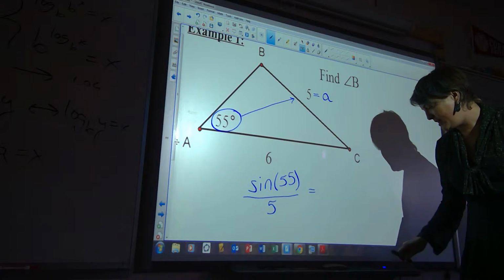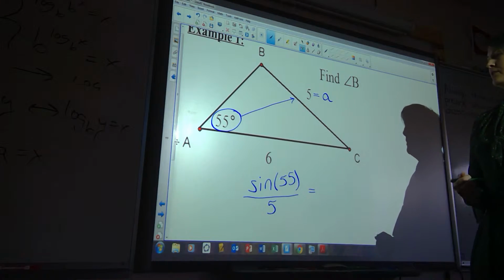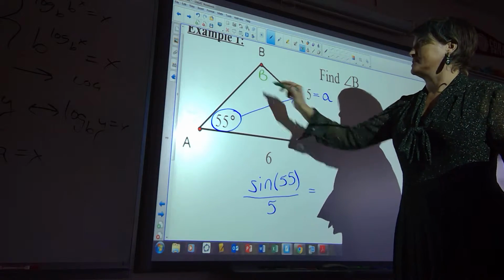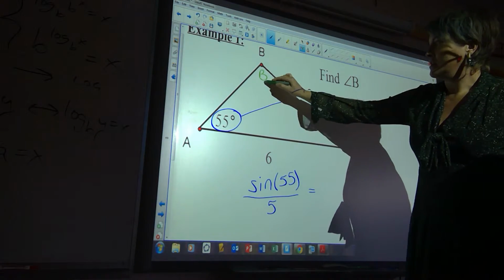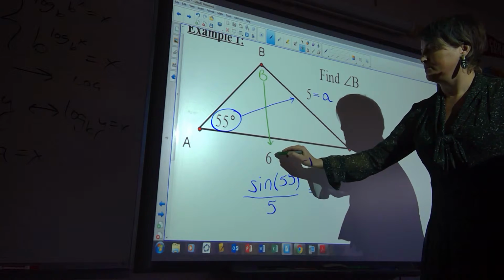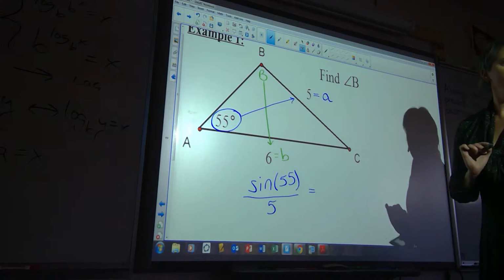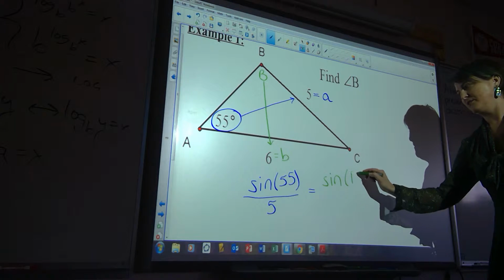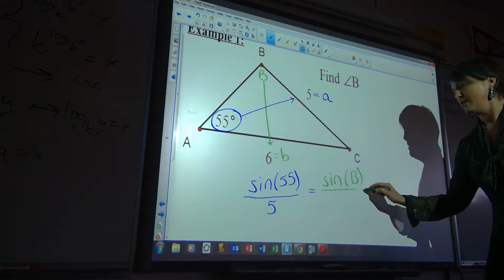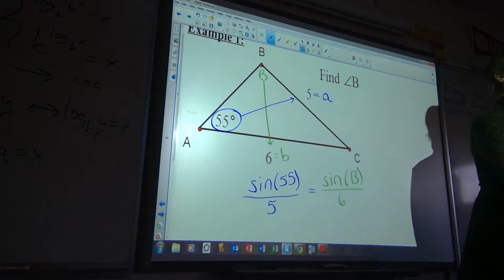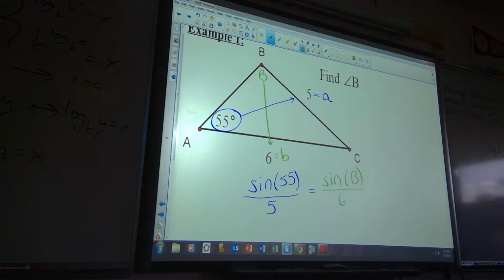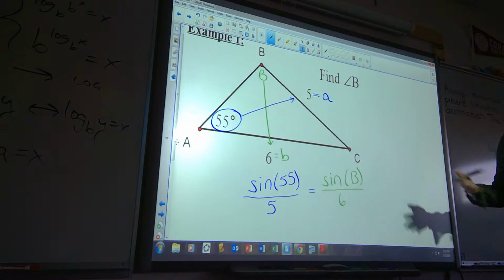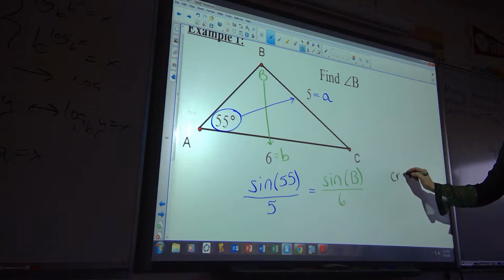And that should be equal to, if this is what we wish to find, we'll just call this B for angle B. It is then across from little b. So then I would have sine of angle B over 6. So there's our equation. Let's go ahead and solve it.